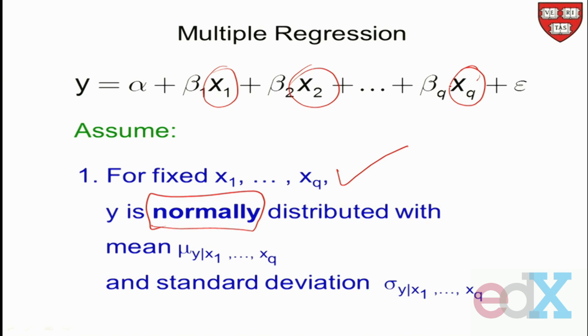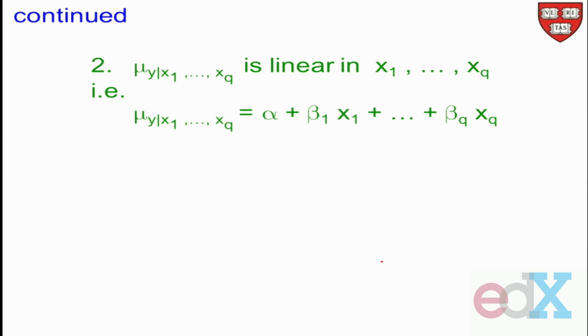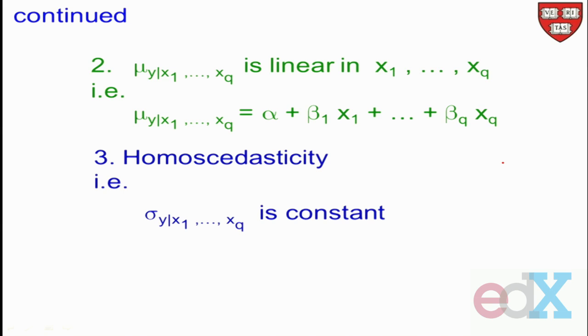Then for a fixed set of those, we're going to have a bunch of y's, and we're going to assume that they're normally distributed with a particular mean, and the mean is going to lie on a straight line, and then we're going to have a standard deviation there too. So we're going to assume that the mean is linear in all the x's. So whereas before we fit a straight line, now we're going to fit a plane. Big deal. But this is important.